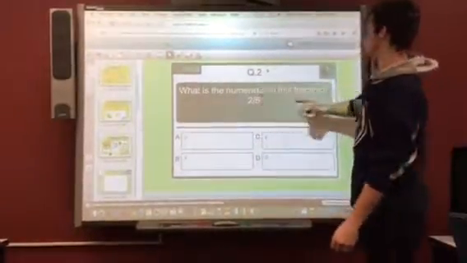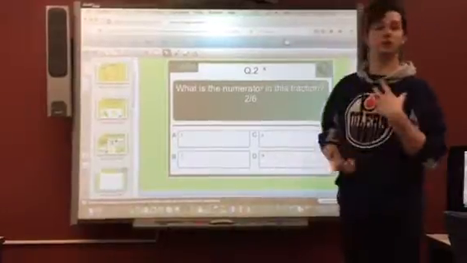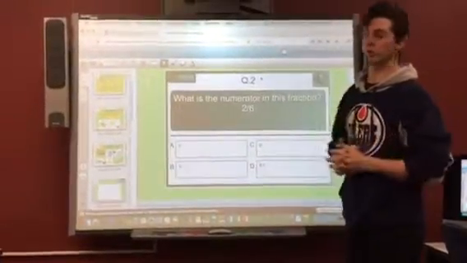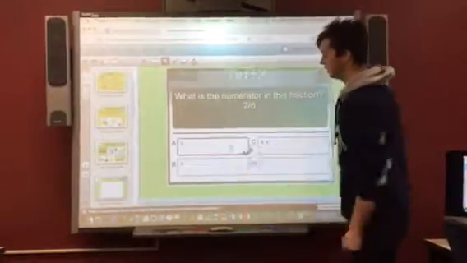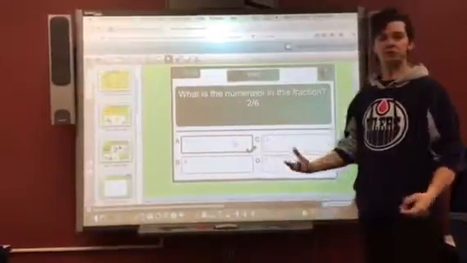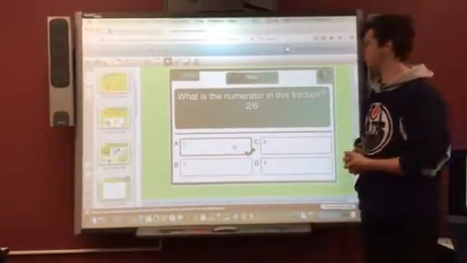What is the numerator in this fraction? It's 2 out of 6. So we learned that the numerator is the top part, or the first part of the fraction, and the portion that we're looking for. So we know that this is going to be 2. So this continues on for a few questions until the kids really start to get it, which is awesome.